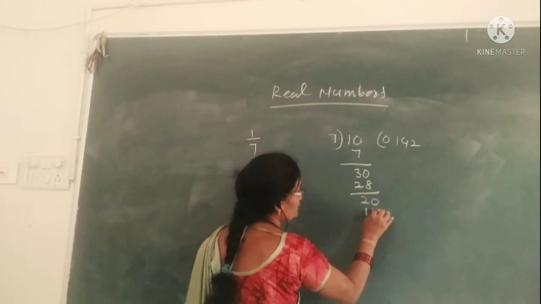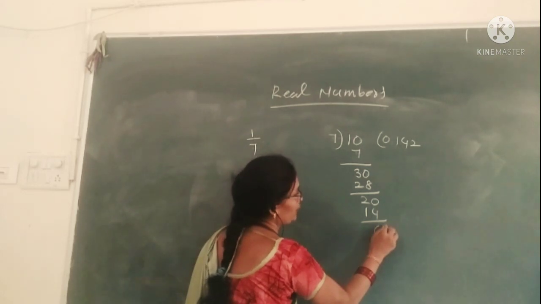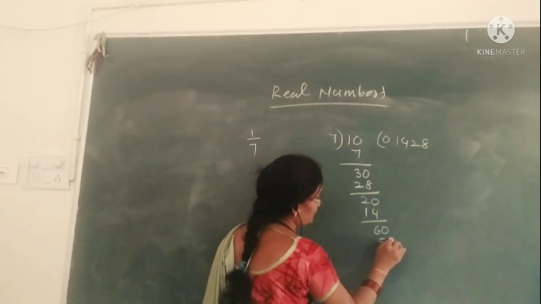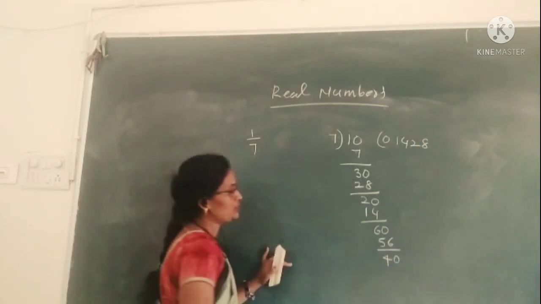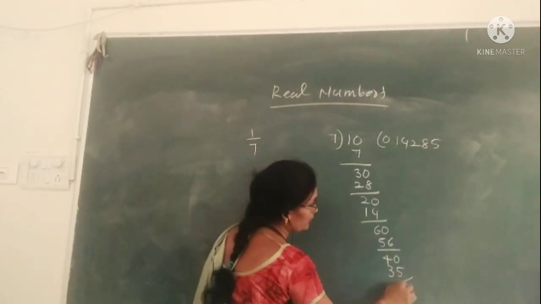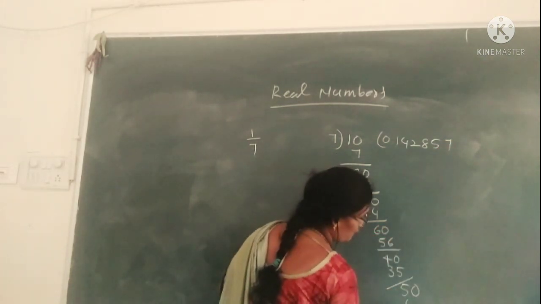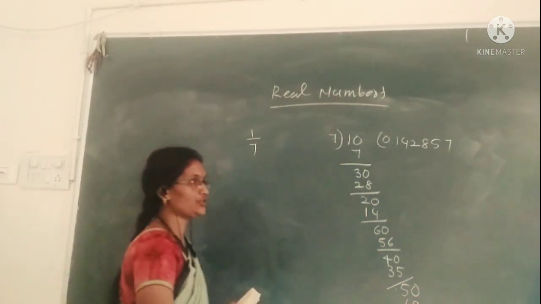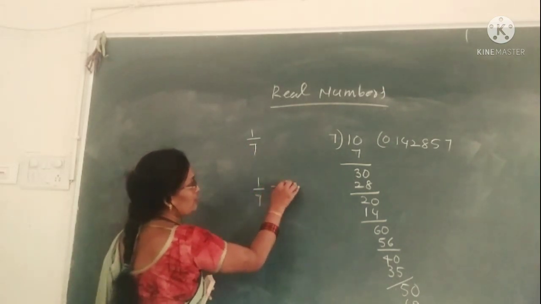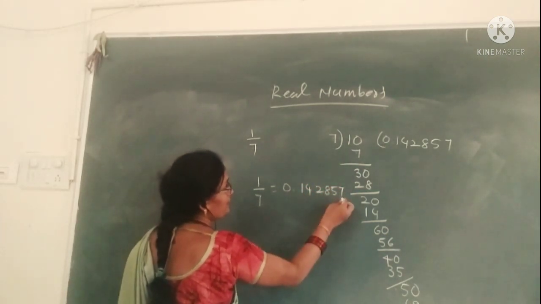7 twos are 14. Then 20 minus 14 is 6. Then put a 0. 7 eights are 56, so 4 and 0. 7 fives are 35, then 5, put a 0. 7 sevens are 49, then the remainder is 1. So we can express 1 by 7 in decimal form as 0.1287, and then it repeats from the 1.